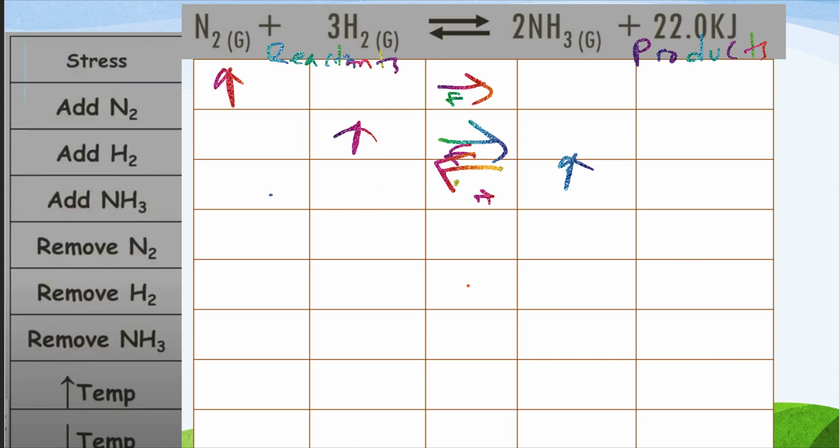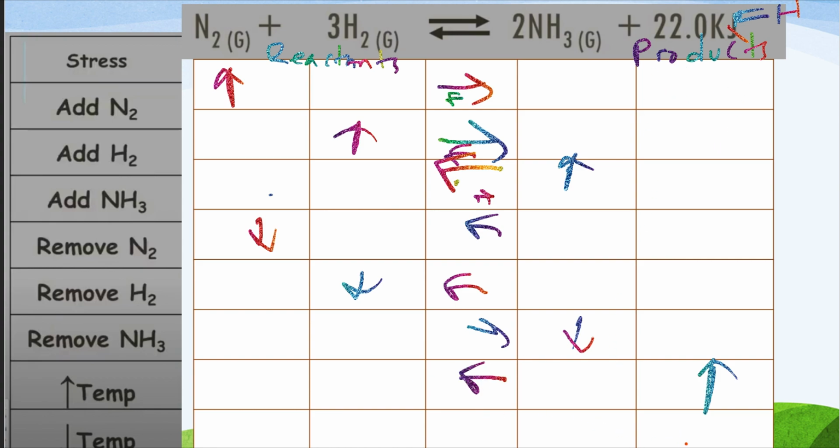Same thing with ammonia. If we increase ammonia, it's going to shift away and go towards the reactant side. If we remove nitrogen, it's going to shift towards it. Anytime you remove things, it's going to shift towards it. Same thing with hydrogen. If we remove ammonia, it's going to shift towards it. And heat also works the same way, and I'm going to write H over here because this is our heat energy. If I increase temperature, so this side increases, it's going to shift away from the side that has the heat energy in. If I decrease temperature, it's going to go towards it.